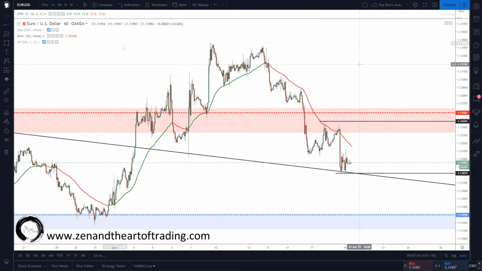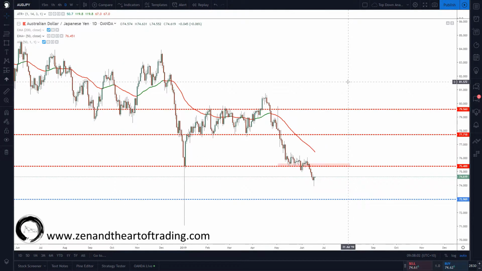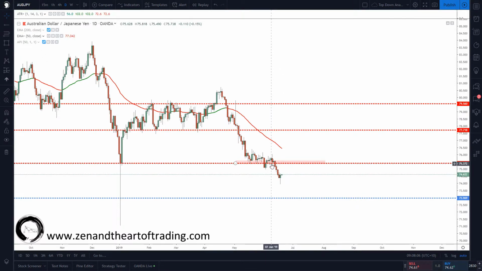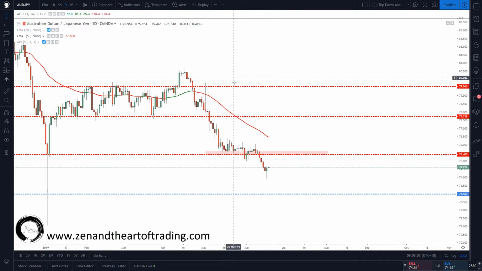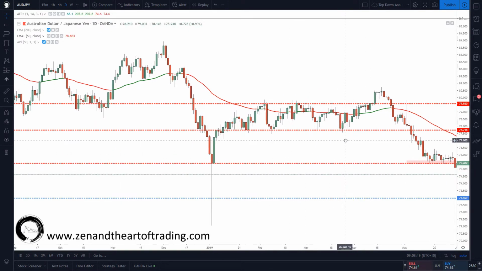Moving on, Aussie yen. This was great. This pair was reluctant to respect my analysis, but it respected it nonetheless. If you see here, the last few weeks we'd gotten this. In my last video, I was discussing how we'd gotten this break and close below this support zone.